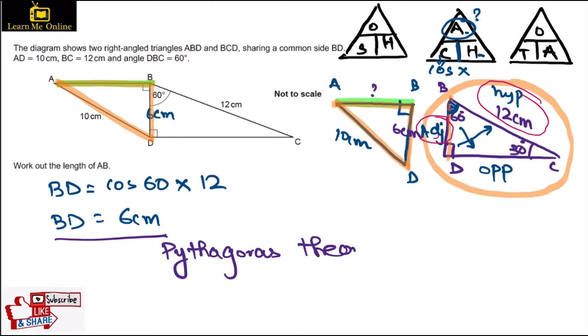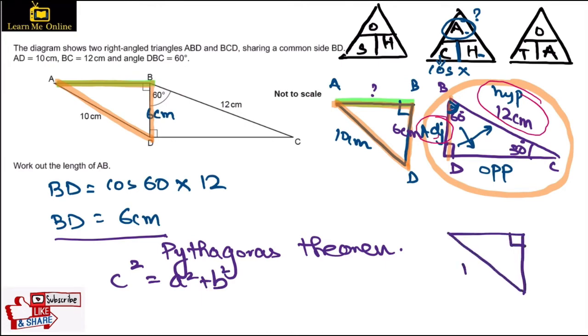So if you remember, that was the Pythagoras theorem: c square equals a square plus b square. And I'm going to draw this right angle triangle over here. This is 90 degrees. This is 10 centimeter. This is 6 centimeter. And we are finding out the length of A to B, which is this.